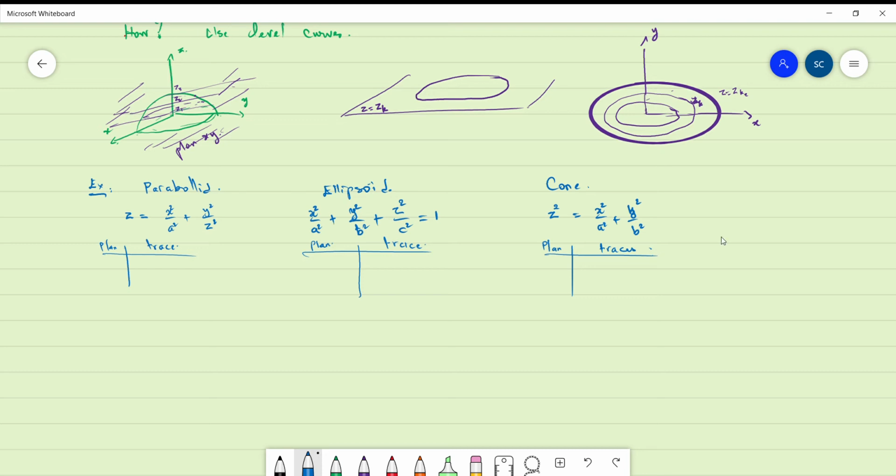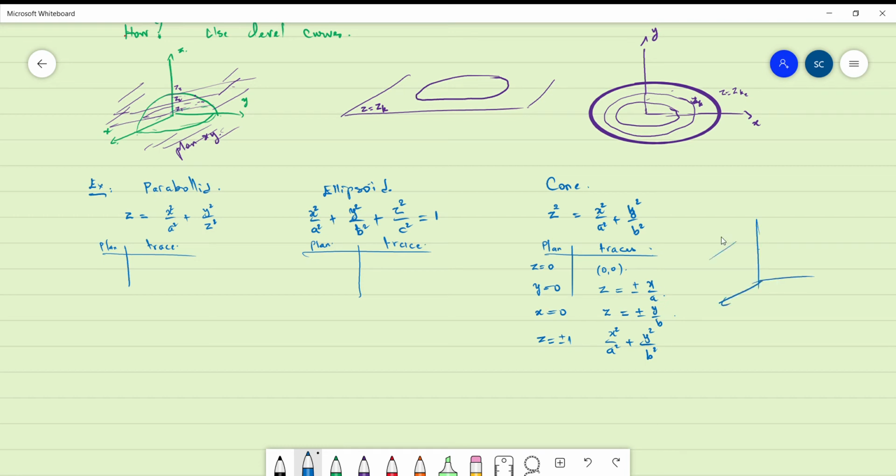For the cone, you choose z equals 0, so the intersection will give you the point (0, 0). With the plane y equals 0, you will have z equals plus or minus x over a, so you have lines. With x equals 0 you will also have lines, z equals plus or minus y over b. And finally, if you take z equals plus or minus 1, you will have x²/a² plus y²/b² equal 1, ellipses. So you will have something like that.